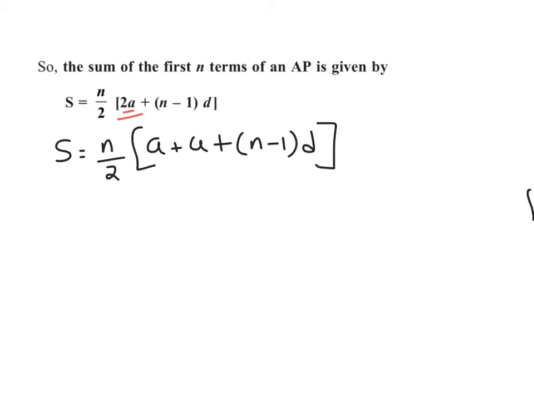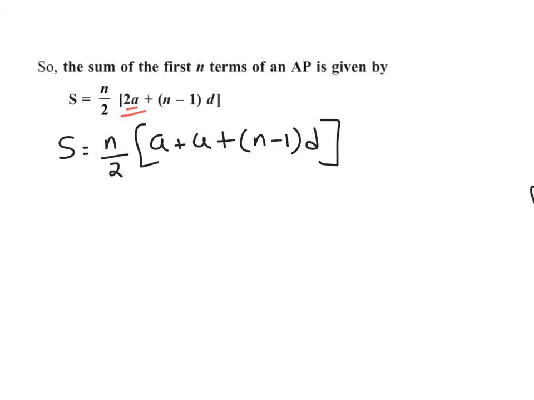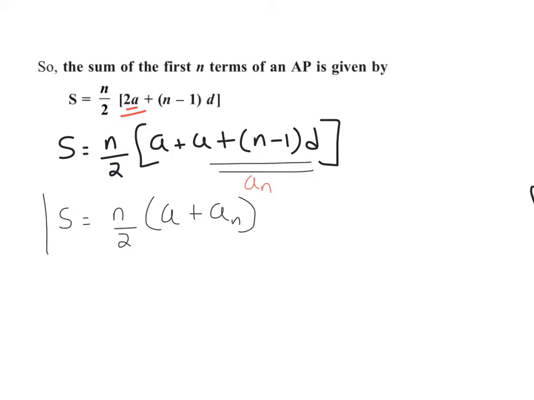Now, what is a plus n minus 1 times d? It is nothing but the nth term of the arithmetic progression. So, now my formula will look like S is equal to n over 2 times a, the first term, plus an, the nth term. This can be another form of the formula.